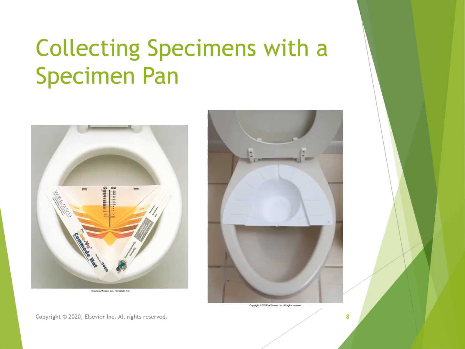Collecting specimens with a specimen pan. As you can see, you have one pan for urine and the other one for stool. On the left side, the specimen pan is placed at the front of the toilet on the toilet rim. This pan has a color chart for urine, and the specimen pan is placed at the back of the toilet for the stool specimen on the right hand side.